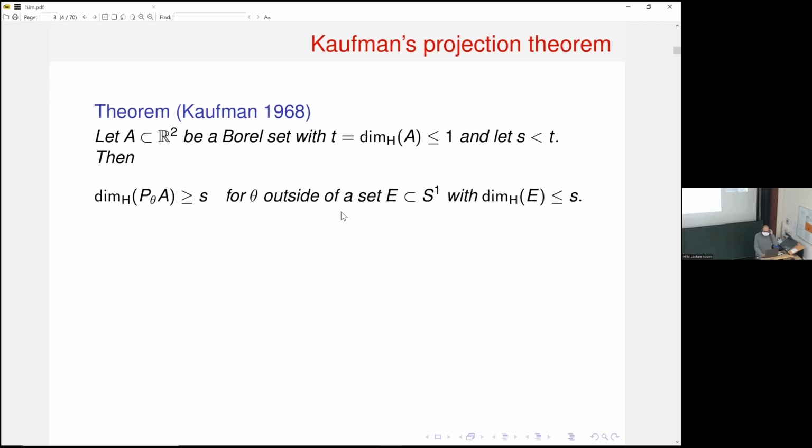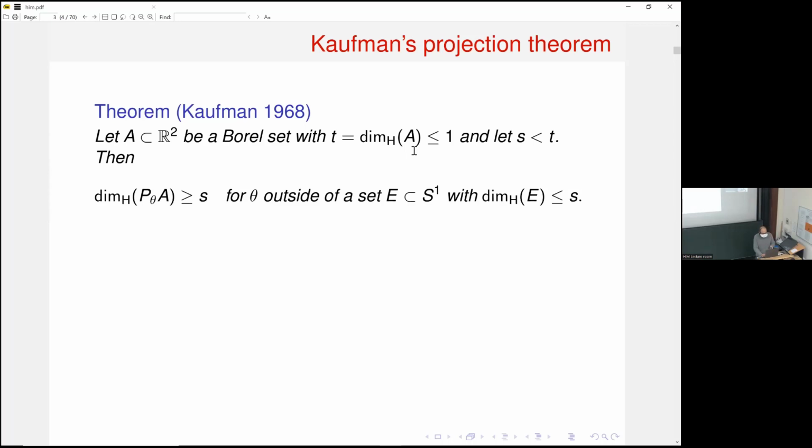And in 1968, Kaufman did 2 things in a 2-page paper. He provided an improvement in the direction that I was suggesting in the previous slide, and also introduced a much simpler proof that was the first instance of what became the potential theoretic method, which became a very powerful method to prove many things in fractal geometry later on. Okay, so there are several ways to state the theorem. And again, there are also results that say what happens when the dimension of A, the set in the plane, is bigger than 1. But in today's talk, I'm going to assume that it's at most 1.